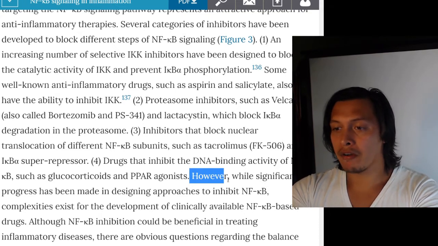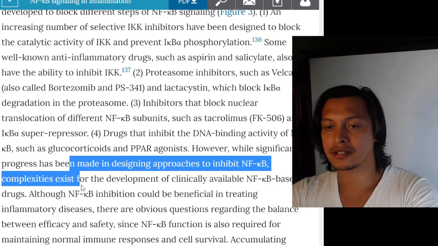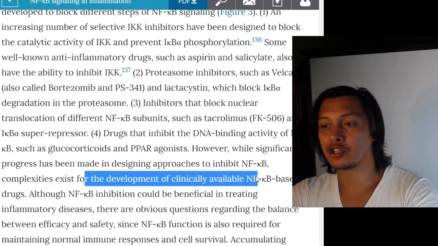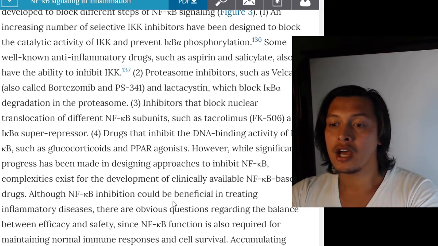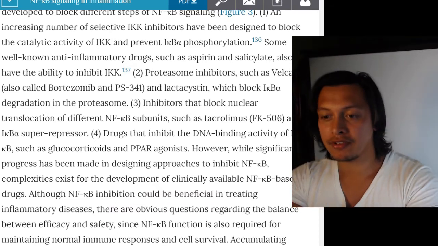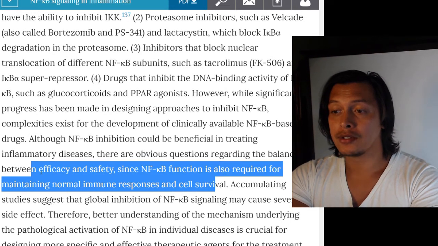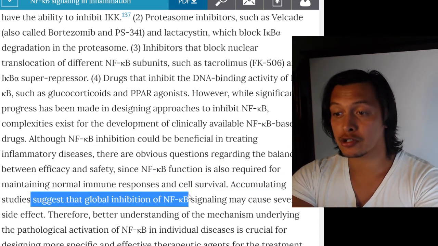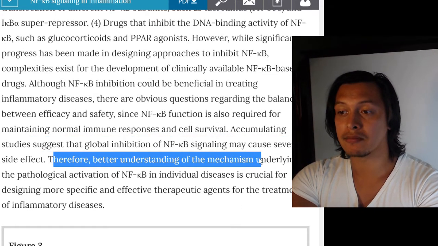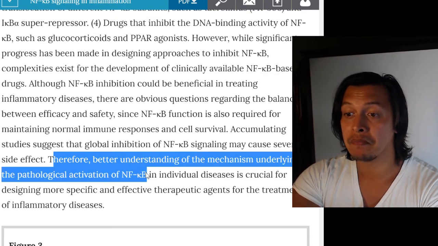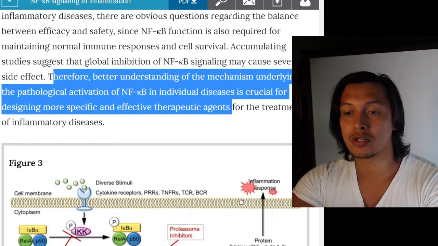However, while significant progress has been made in designing approaches to inhibit nuclear factor kappa B, complexities exist for the development of clinically available nuclear factor kappa B based drugs. Although nuclear factor kappa B inhibition could be beneficial in treating inflammatory diseases, there are obvious questions regarding the balance between efficacy and safety, since nuclear factor kappa B function is also required for maintaining normal immune responses and cell survival. So accumulating studies suggest that global inhibition of nuclear factor kappa B signaling may cause severe side effects. Therefore, a better understanding of the mechanisms underlying the pathological activation of nuclear factor kappa B in individual diseases is crucial for designing more specific and effective therapeutic agents for the treatment of inflammatory diseases.